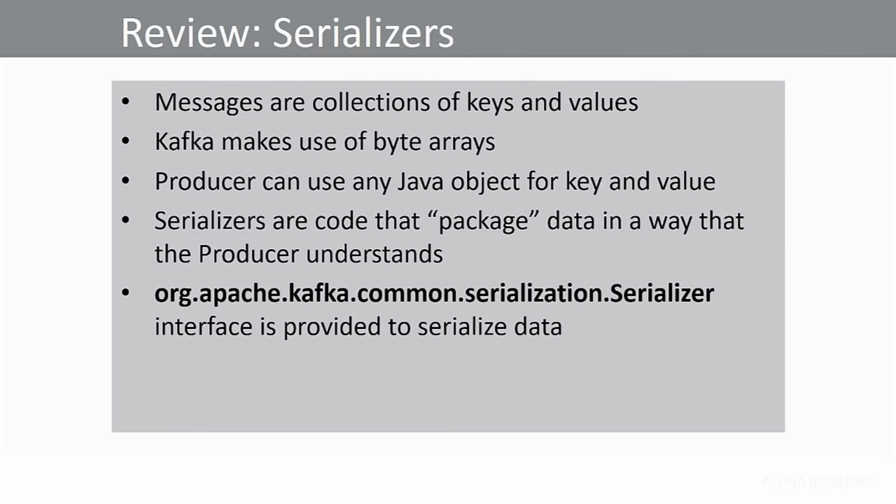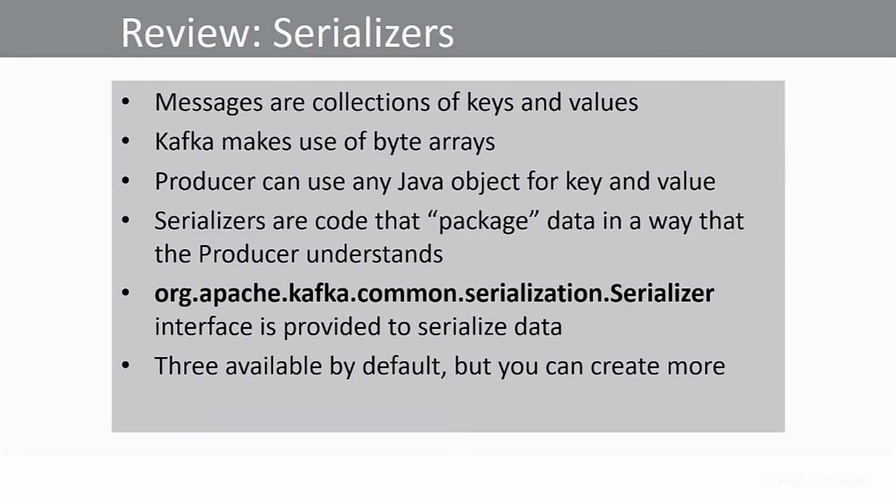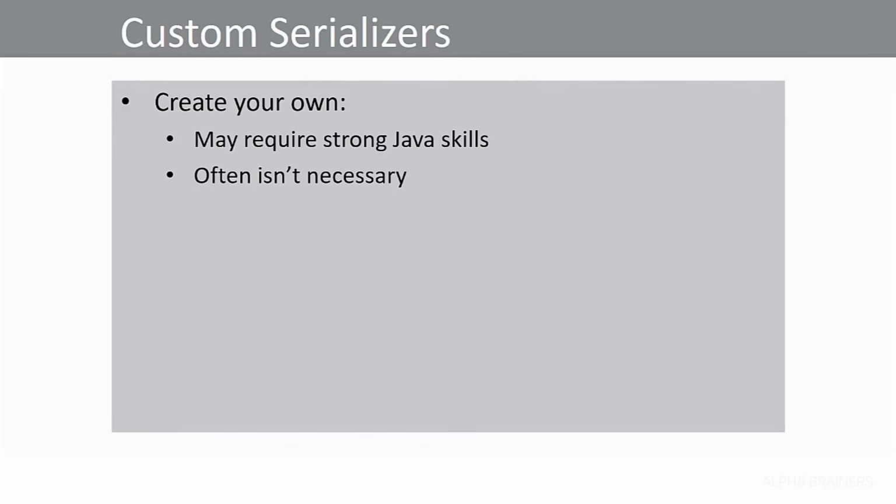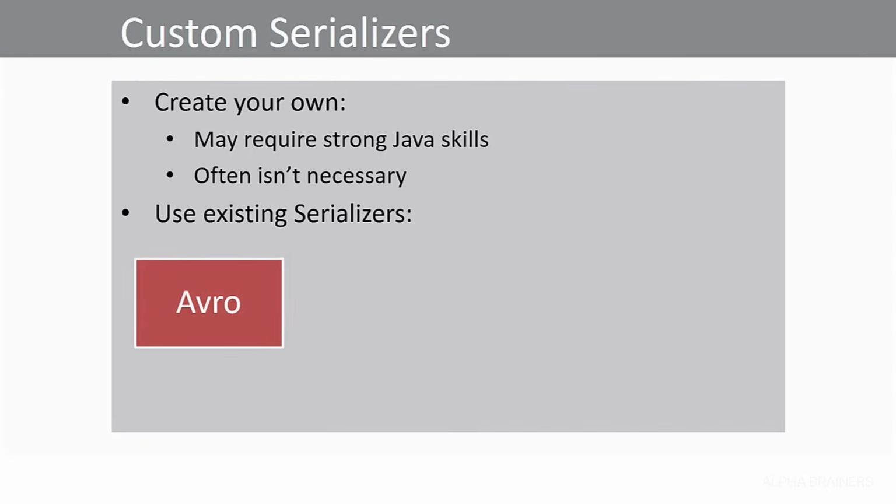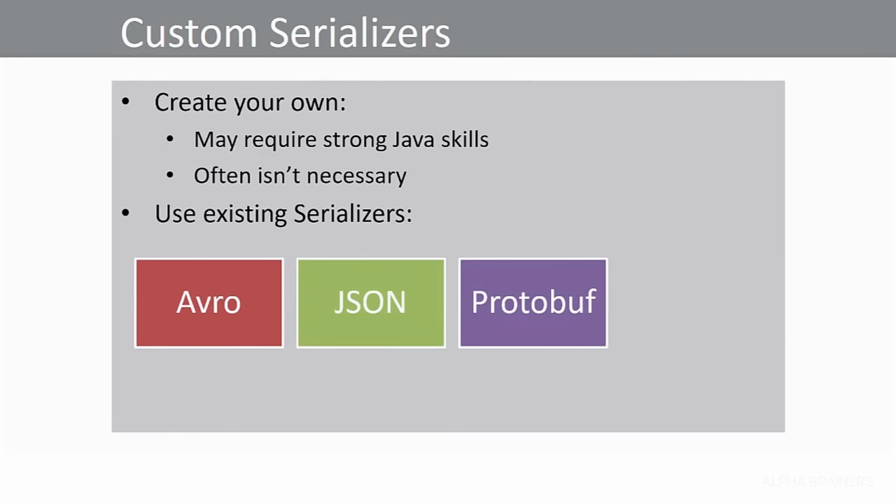We talked about the fact there are already some common serializers we can use, in a previous lesson. There are 3 available by default, but we can create more, and in fact, that's what we're going to talk about right now. You can create your own custom serializers. It may require some strong programming skills in whatever language you're working in, particularly maybe Java. Often it's not really necessary because there are other tools out there that provide the functionality of serialization. For example, you can make use of Avro, which we'll talk about in more detail in a few minutes, JSON, Protobuf, and one called Thrift as well.